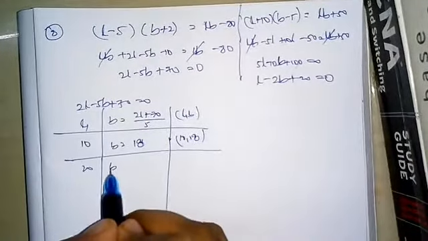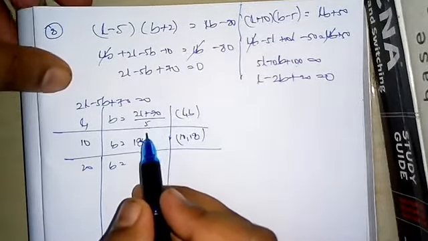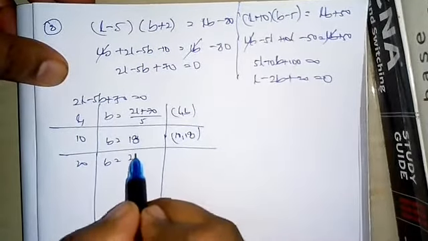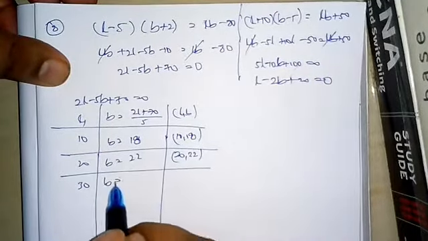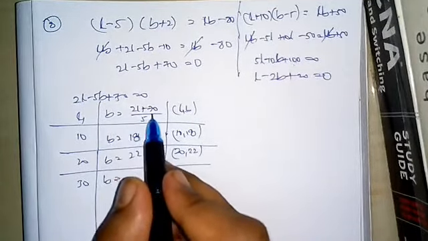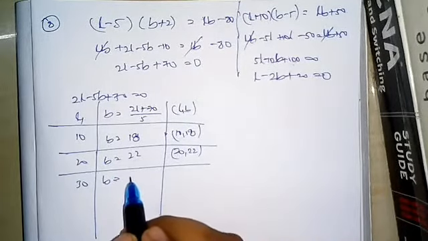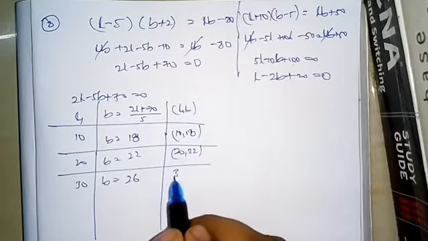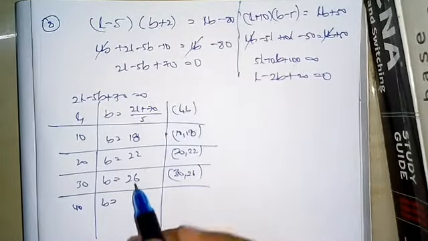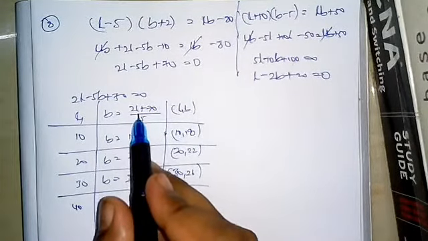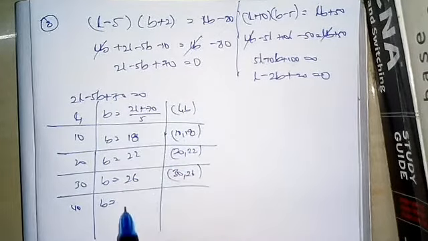For 20, B will be equal to 40 plus 70 is 110. 110 by 5 is 22. So it will be 20 comma 22. For 30, B will be 60 plus 70, that is 130. 130 by 5 will be 26. So 30 comma 26. Now for 40, B will be equal to 80 plus 70 is 150. 150 by 5 is 30.